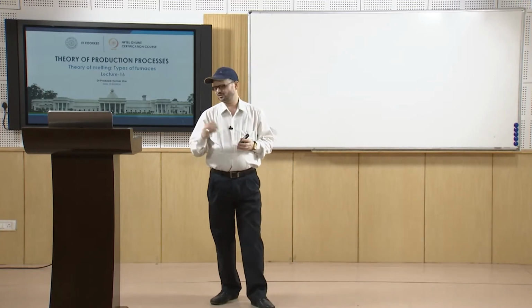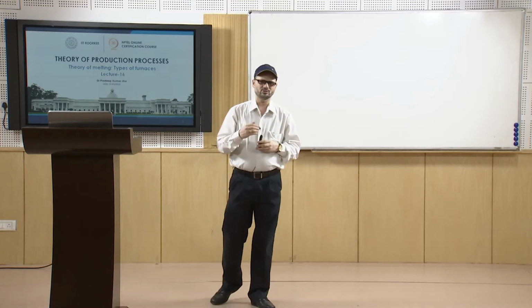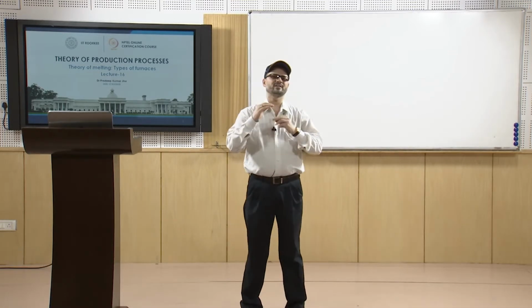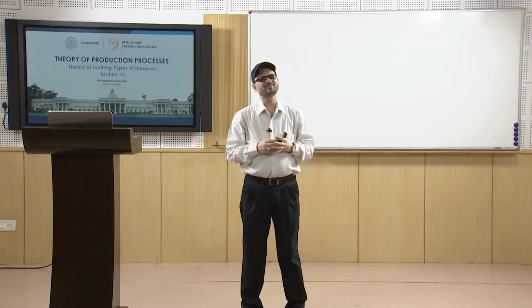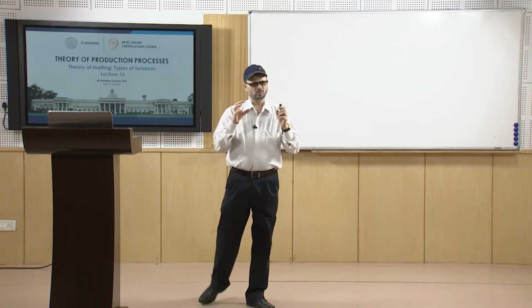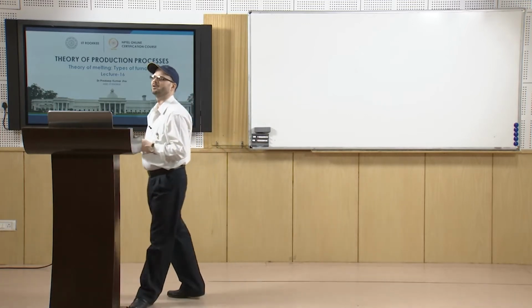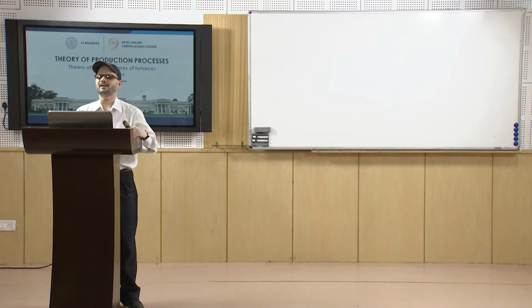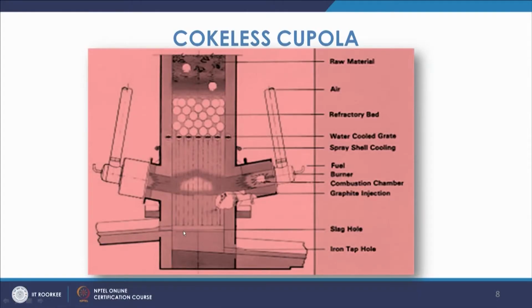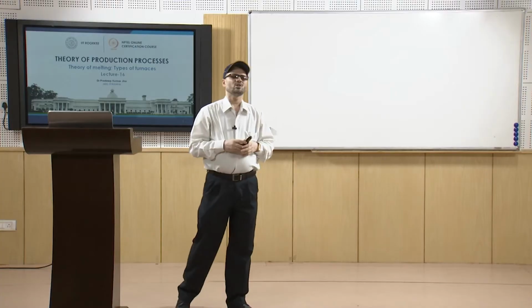But then since we are not using the coke bed and we are not using the coke, in this case you must have an alternative way to get this carbon pickup. For that, graphite injection is there. That way you get it, and then again you have the tap hole and the slag hole. So, this is the modification to the existing cupola.